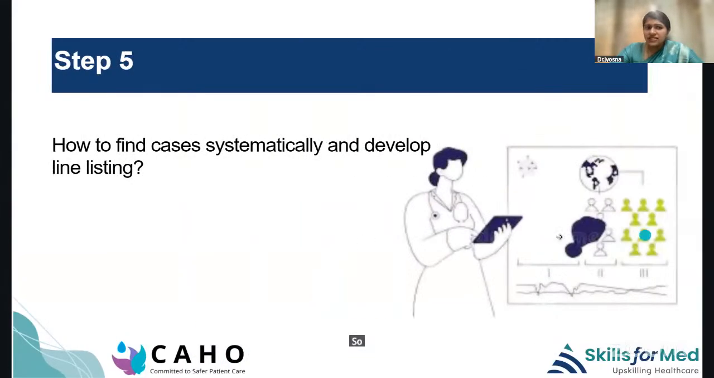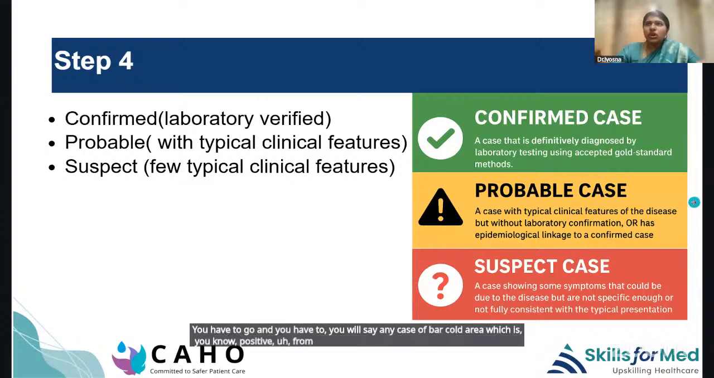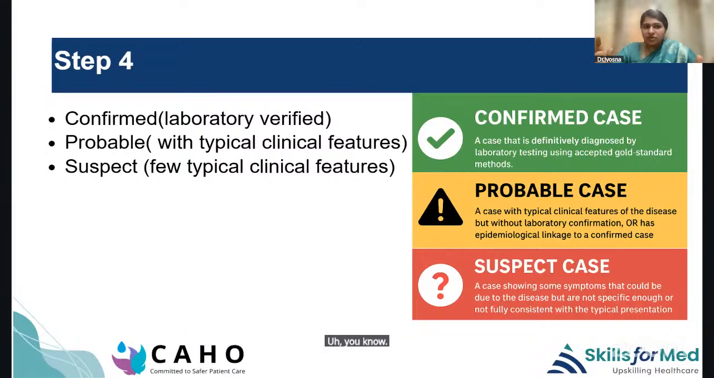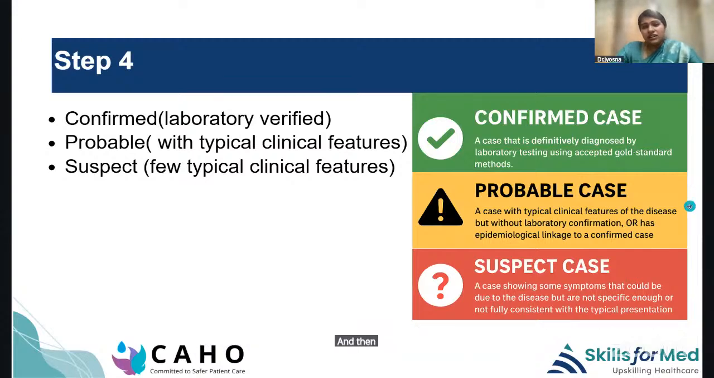So in this case, how will you go about it? You will say any case of Burkholderia which is positive from the NICU over that given period of time with clinical signs and symptoms of sepsis is a confirmed case. Probable, again you will define what is the typical clinical feature you want to include, and then you will also define your suspect. Okay, you will form the definitions for them.